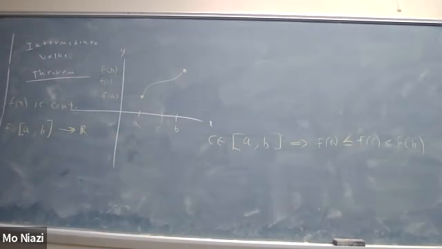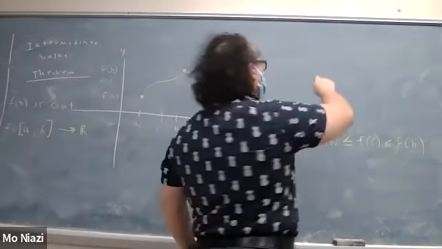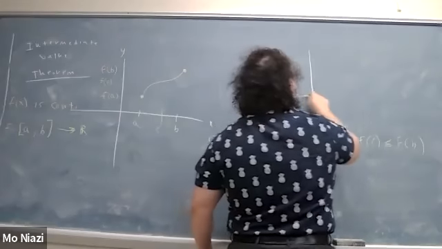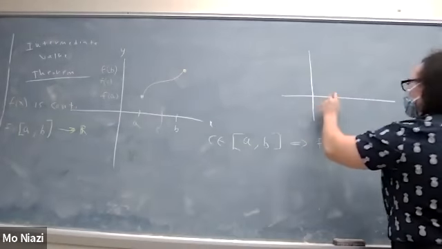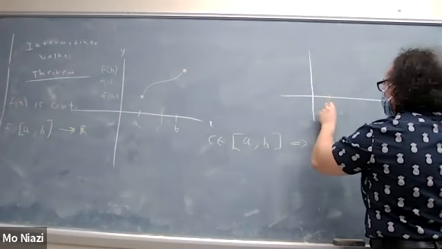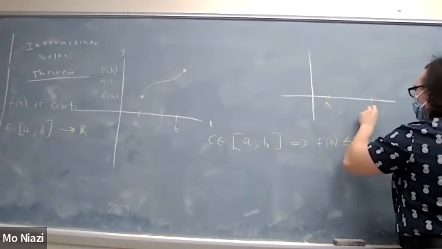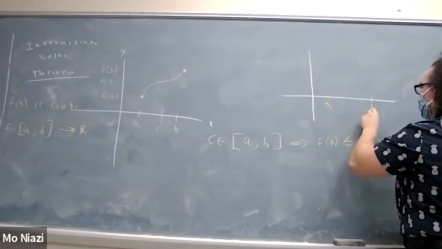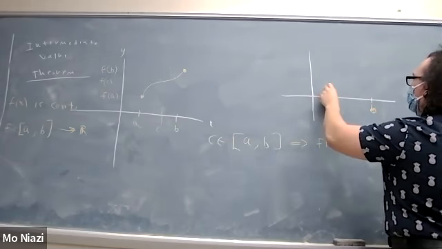Why is continuity necessary? Well, because we can construct a very similar situation. Call this A, call this B, have a function like so.